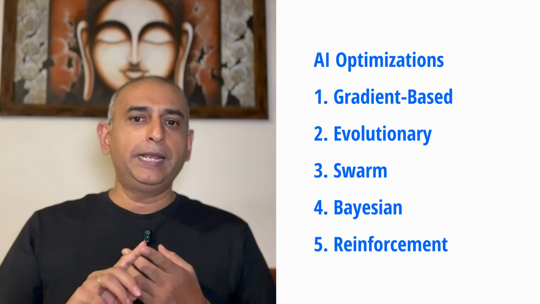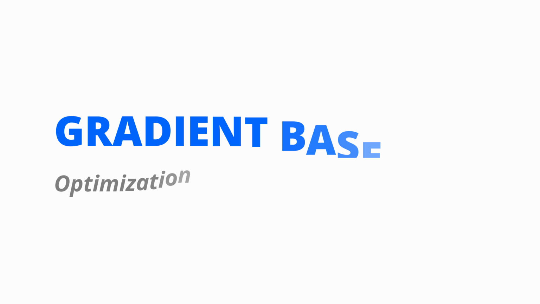So in simple words, AI optimization is the process of finding the best possible solution while using the least time, data, or computing power. There just isn't one way to optimize AI. Let's look at the five most important ones: gradient based, evolutionary, swarm, Bayesian, and reinforcement.